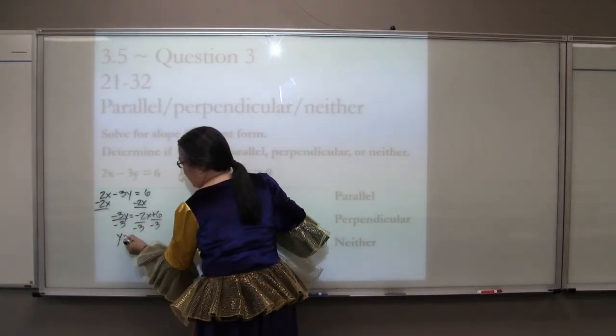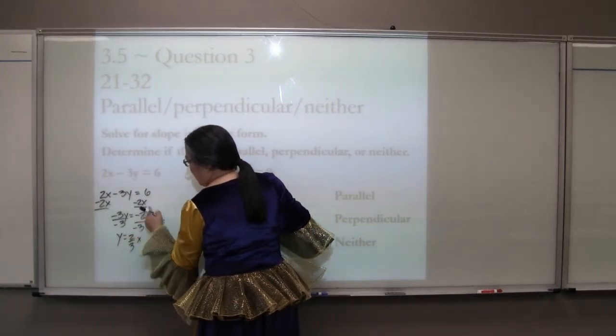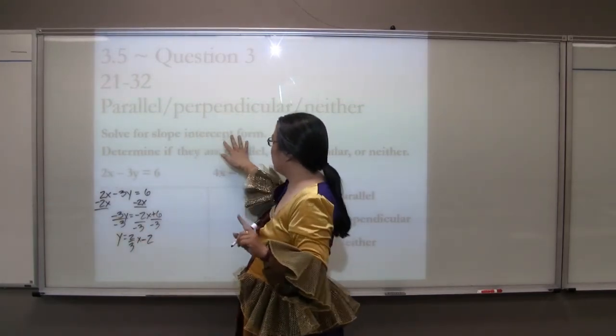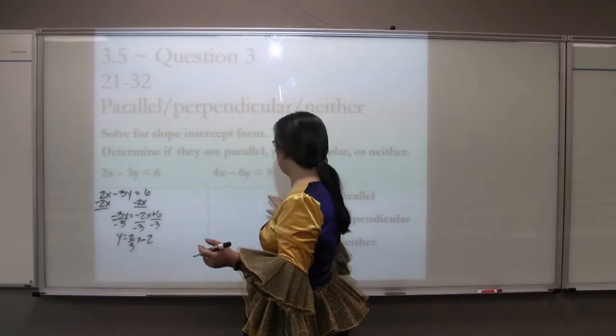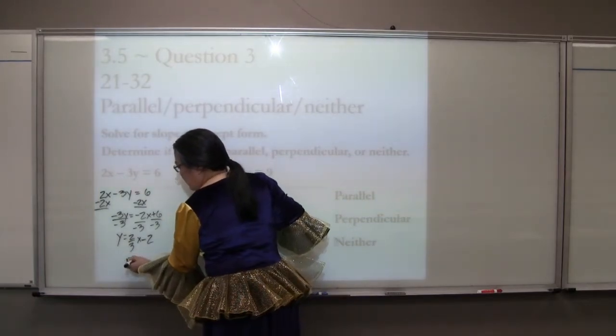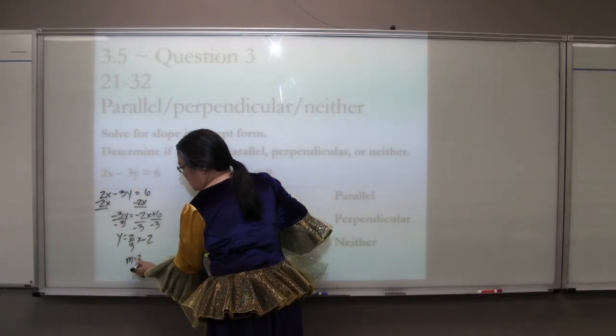Negative and negative makes it positive. Positive and negative makes it negative. Now, did we solve for slope-intercept form? Yes, but they're going to ask you to find the slope on your homework. So we're going to have to find the slope.